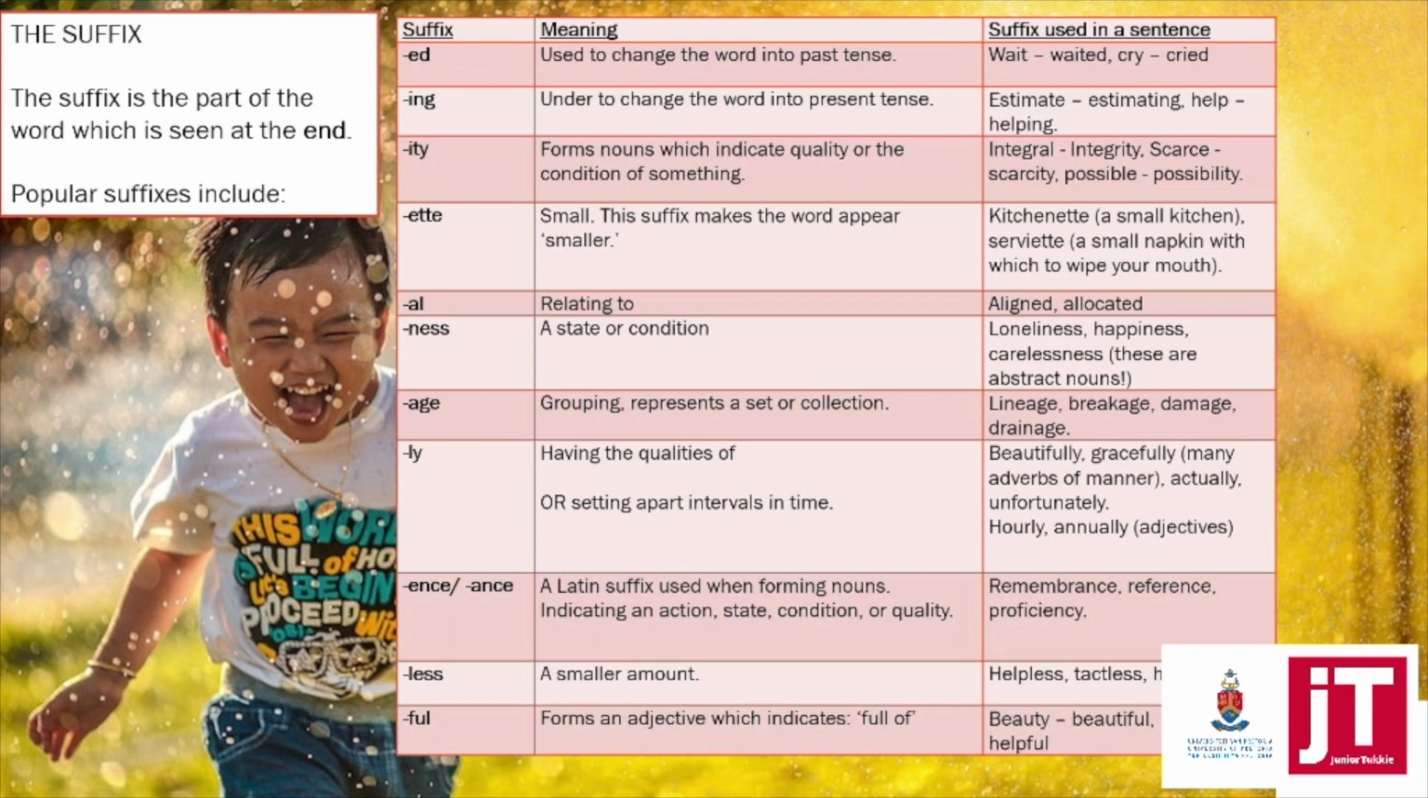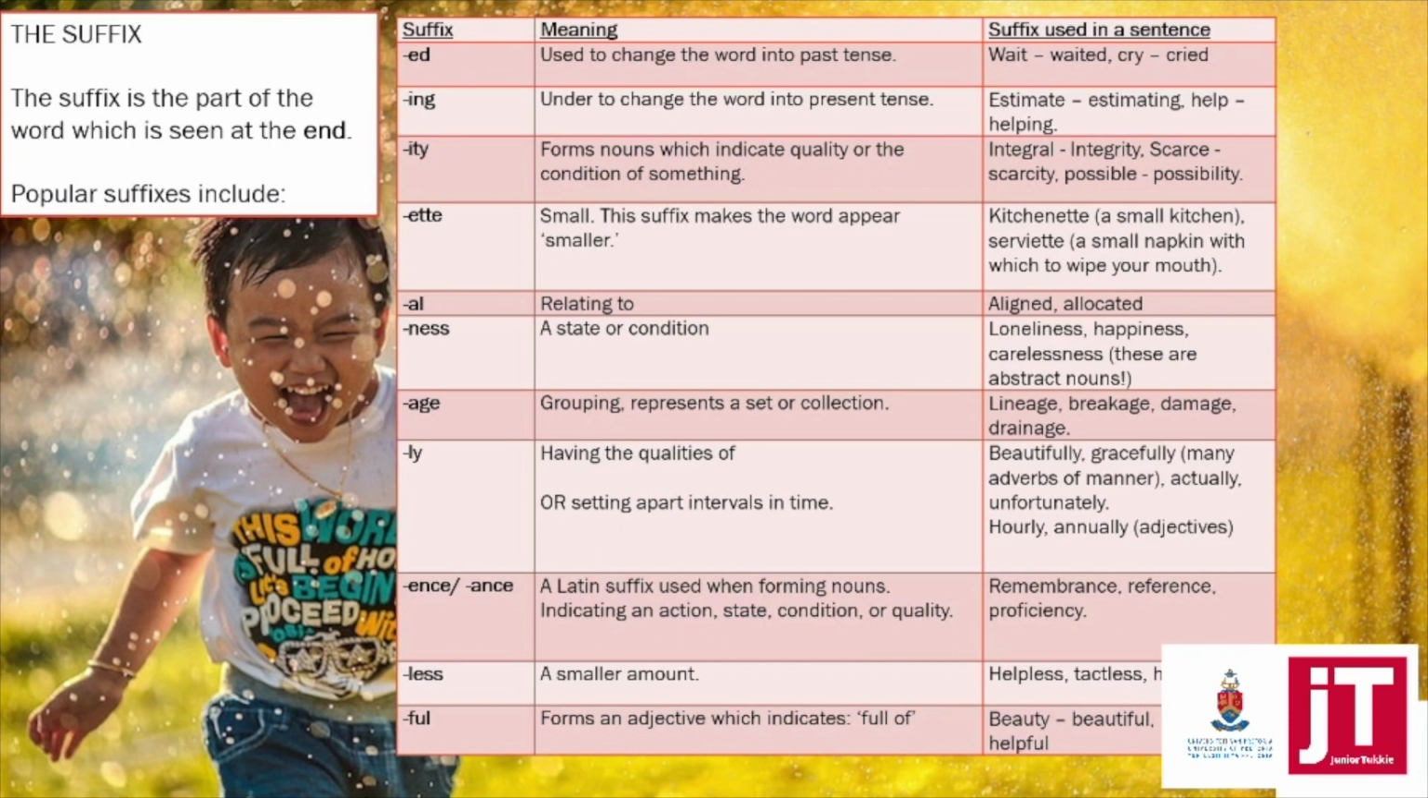Iti forms nouns which indicate the quality or the condition of something. Integral, which means essential, becomes integrity. That's something that people hold near and dear to themselves. Sorry, the definition of integrity, I've got it here. The state of being whole and undivided. The quality of being honest and having strong principles. So integral is essential, and then integrity means the thing that makes a person whole.